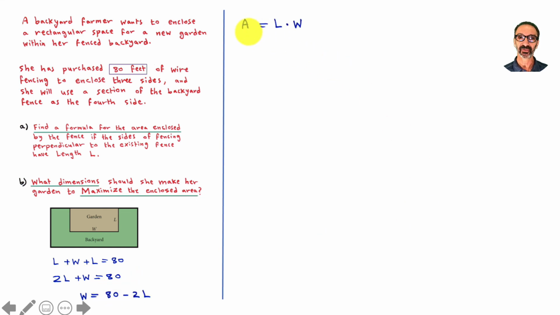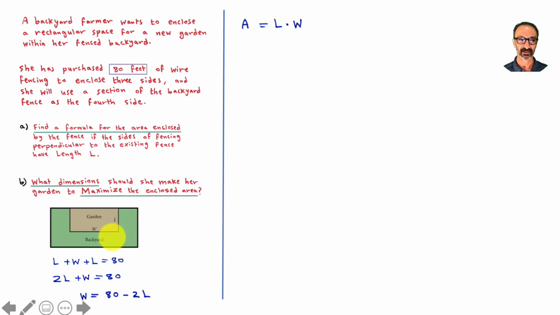Now, the other concept that we need to keep in mind is that we need to maximize the area. So that's my main function. That is the function that I want to graph and take care of to maximize the area. So that's going to be my quadratic equation. Take a look and see how it's going to happen.